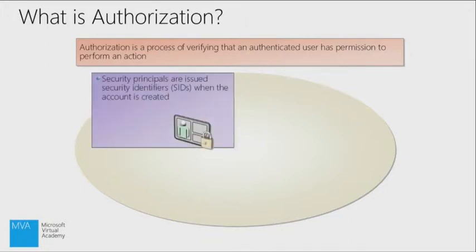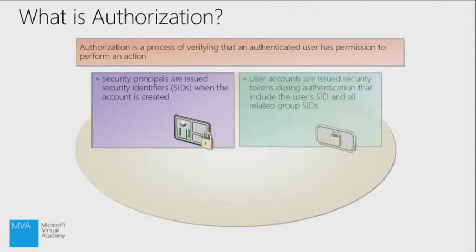Security principals are issued security identifiers when the account is created. In the case of Windows and Active Directory, a SID is the term you'll see used most frequently. User accounts are issued security tokens during authentication that include the user's SID and related group SIDs. I'm going to get a token that just says, this is who I am, these are the groups I belong to.